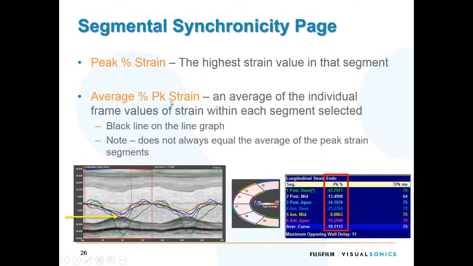There's also average percent peak strain, which is not this down here. This is average curve, and there's a value there. Average percent peak strain is this black line that appears on the curve. That black line is an average of all the individual values within each segment. It's not an average of the peak percentage, so it does not always equal the average of this. And if you take these values right here, you'll see that they don't average to -19. But the -19 is an average of all the raw data, essentially, of each one of those segments.